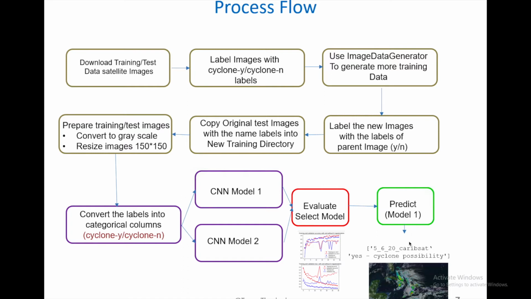This model predicted for certain image that you can see below that as of May 6th at 8 p.m., the Caribbean satellite image generated from weather.com was predicting that there was a possibility of some kind of cyclone developing in the Caribbean area.